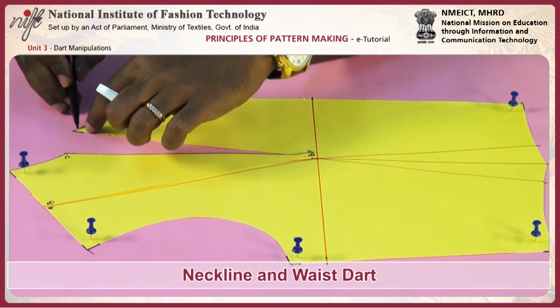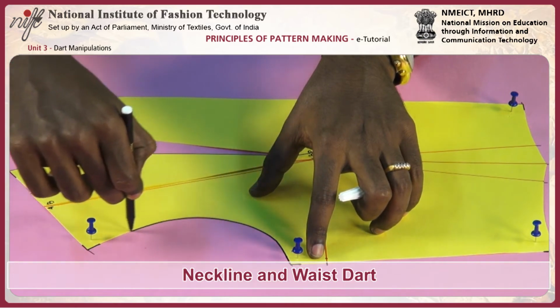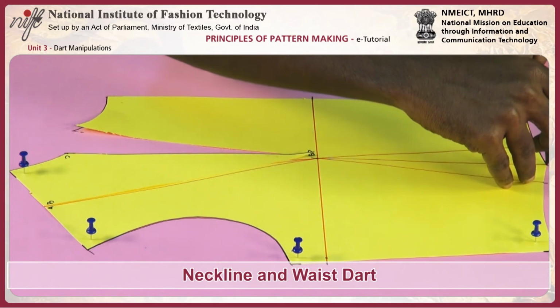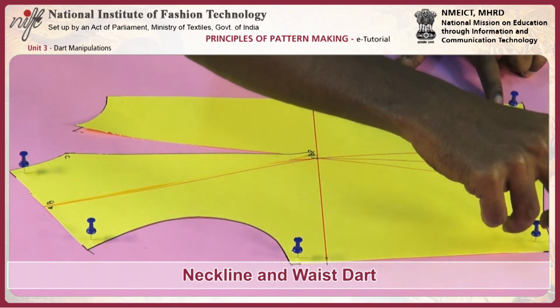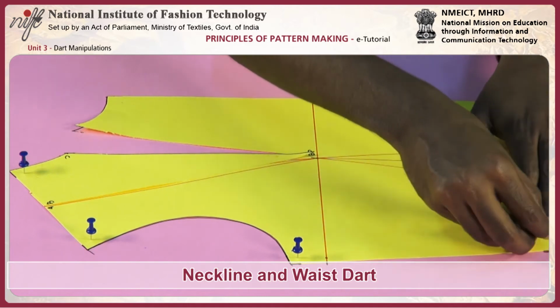Draw the neckline shape. Draw the armhole shape. Draw the waist shape. Once you mark all the points, remove the working pattern.